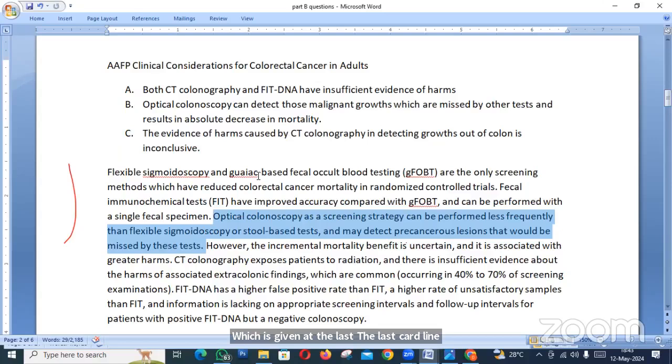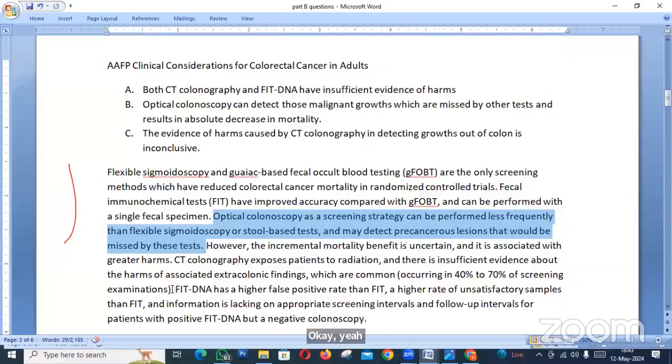I can say right now why A is wrong. I chose A, but I think right now it is wrong because if FIT DNA has a lack of information, it is not about harm, it's about the screening interval and follow-up interval, but not about harm. Although I chose A, I know it is wrong because it says insufficient evidence.